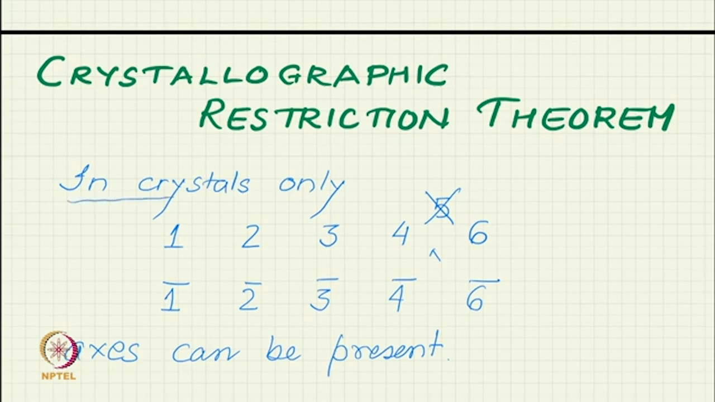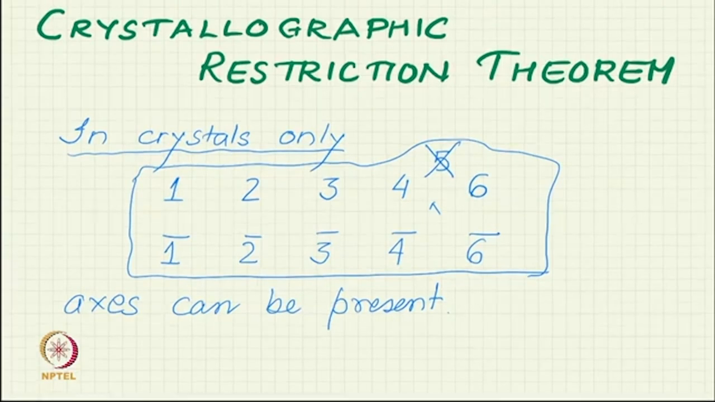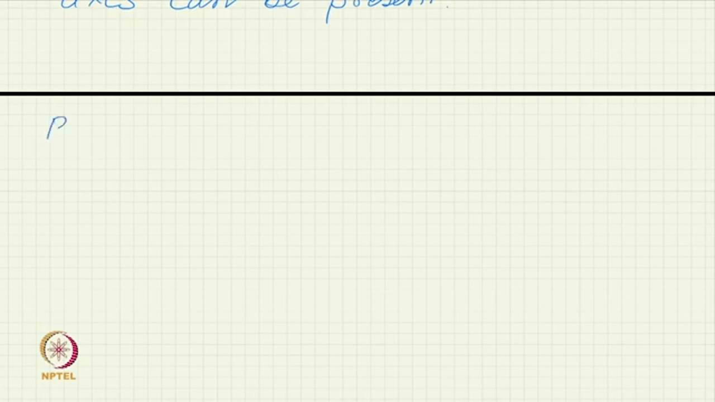So in crystals, only these 10 possible axes can be there. Fivefold is not there, 5-bar is not there. How do we prove this? The matrix proof is very, very simple. If you have understood the matrix method, now the proof will almost appear to be trivial. So let's do the matrix proof.